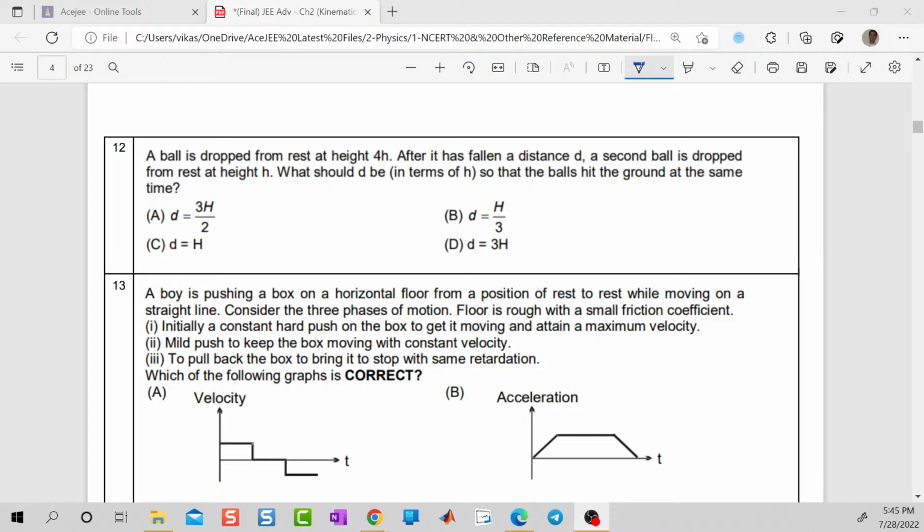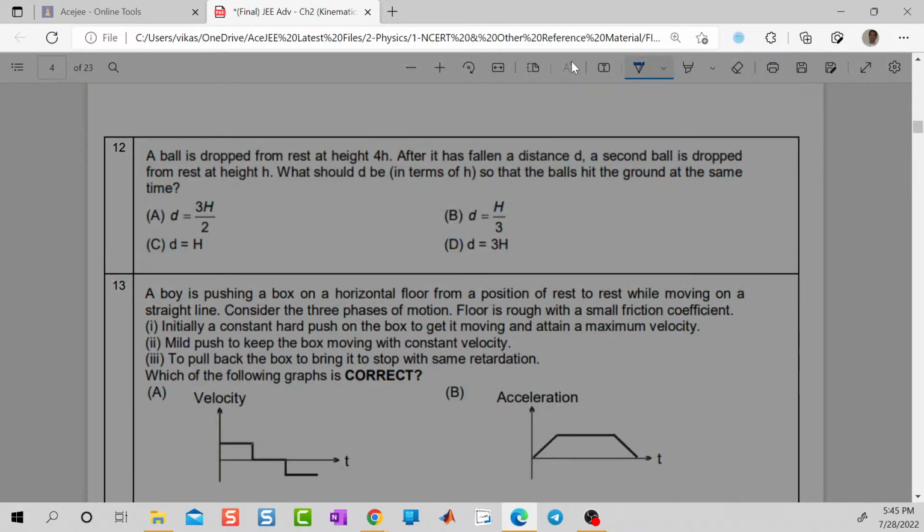Question number 12. I'll start solving it with you guys.